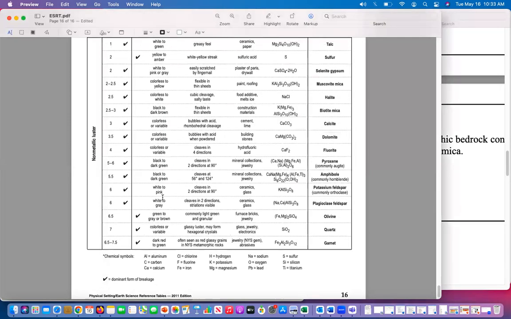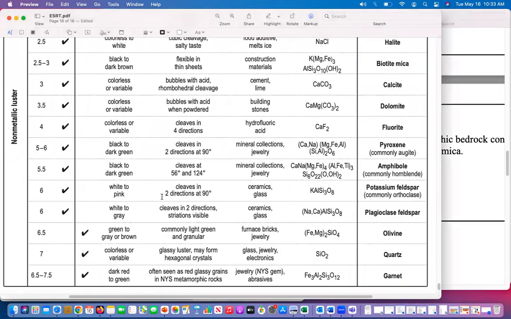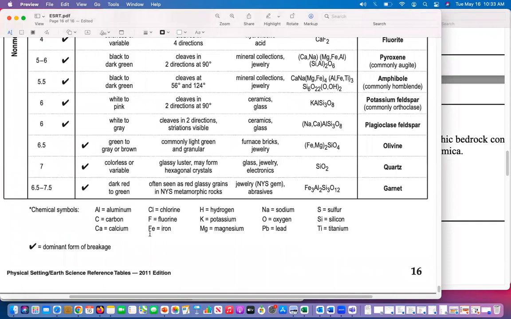So I'm looking at plagioclase feldspar. Page 16 tells me the elements that make up plagioclase feldspar. I see plagioclase feldspar right here, and all I need to do is name 2. I'm just going to circle all the elements that I see. So I see Na, sodium. These are all of the elements here.